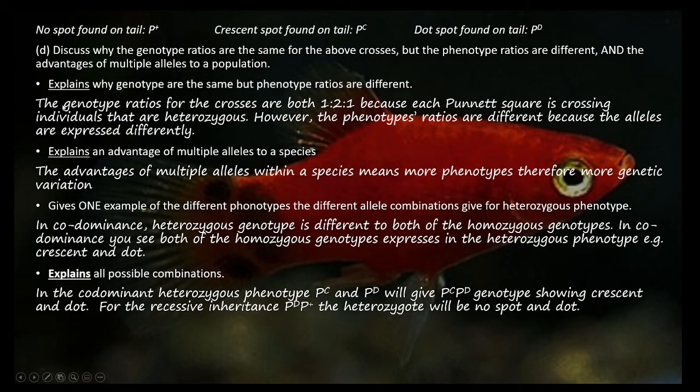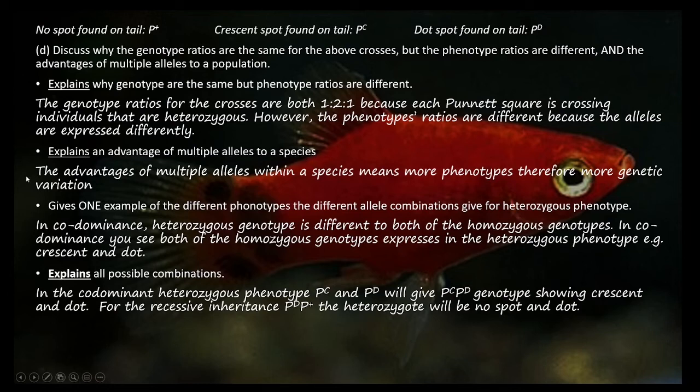So explain means what it is and how it works. Okay, what it is and how it works. But as I told you, when you get in biology and you're going for the excellence level, then you say, so what? So what the phenotype ratios are different because the alleles are expressed differently. How are they expressed differently? Well, and then you start discussing codominance and how that works, and recessive inheritance.